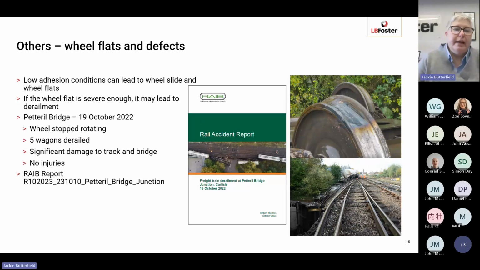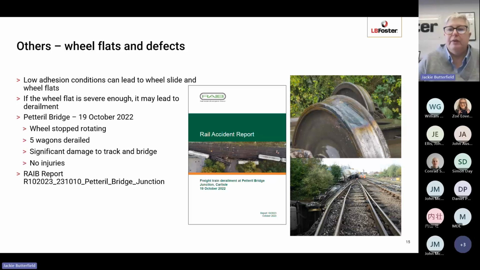And then the final one is wheel flats and defects. Wheel slide due to low adhesion may lead to the formation of wheel flats. If the wheel flat is severe enough, it may lead to a derailment. And this is what occurred at Petrel Bridge in Cumbria in October 2022. A low adhesion event led to a wheel slide and a wheel flat on just one particular axle. You can see the actual picture of the wheel flat on the top right image.